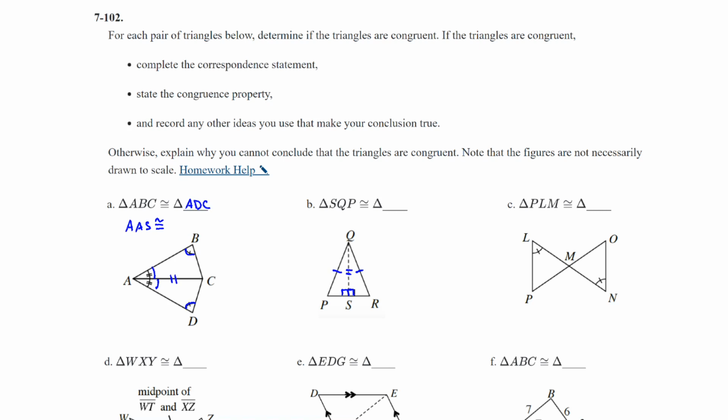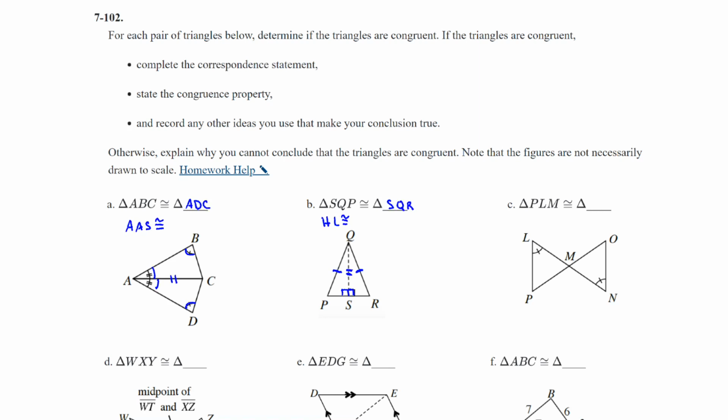On this one, we have enough because, since it is a right triangle, we can prove by hypotenuse, leg. The hypotenuse is the QP and the QR, and then the leg would be the QS. So that is enough to prove that they are congruent, and SQP would be congruent to SQR.